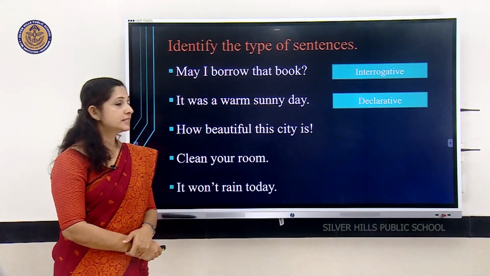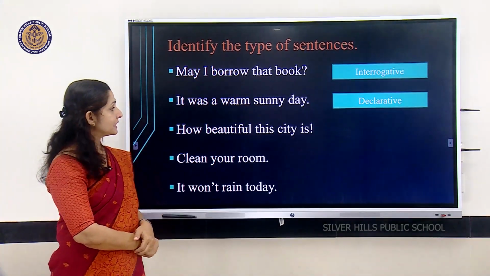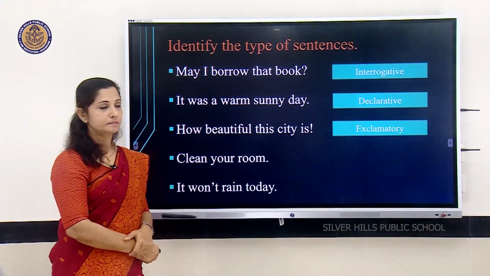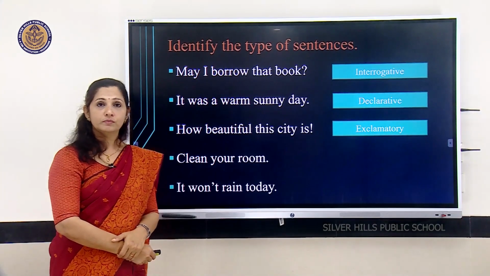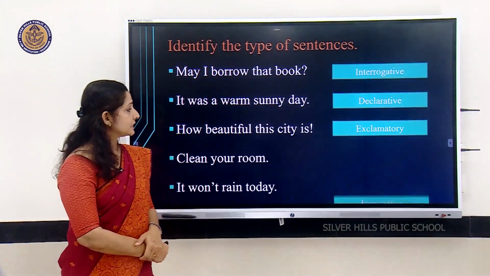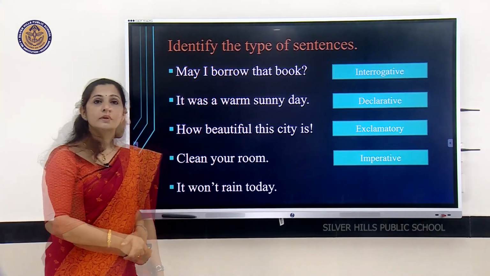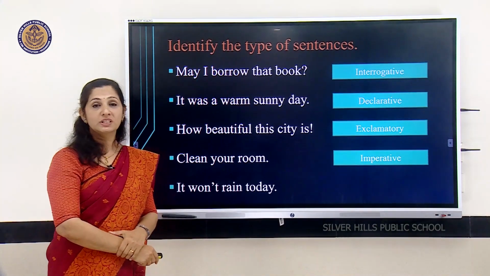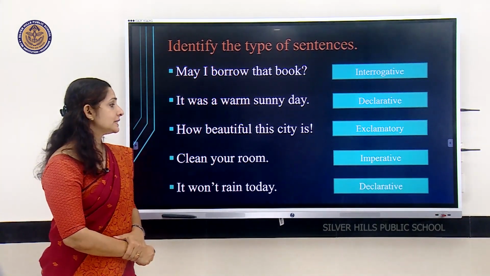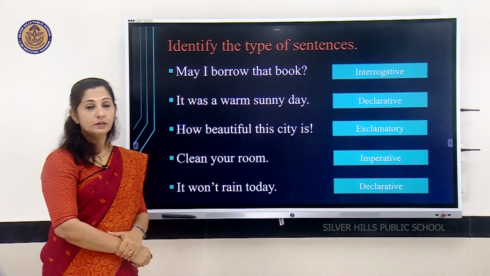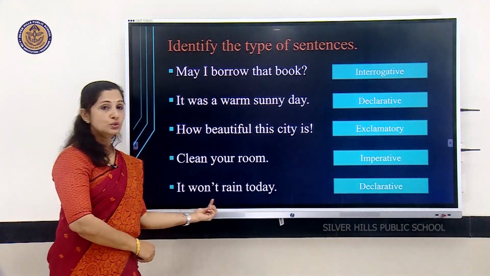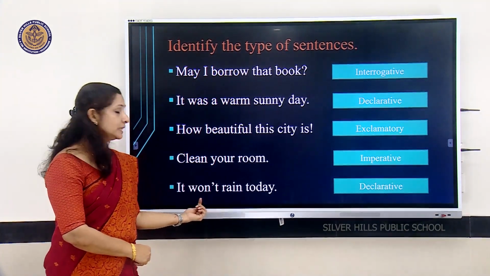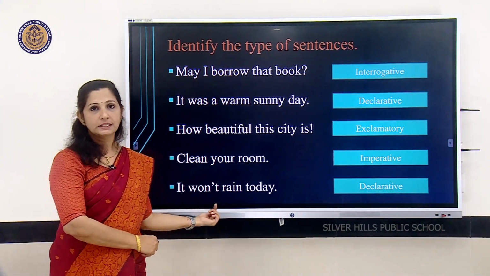How beautiful the city is. This sentence ends in an exclamation mark. So it is an exclamatory sentence. Clean your room. This is an order. So it is an imperative sentence. It won't rain today. This is a sentence which tells us something, which gives us an information. So it's a declarative sentence. You may note that the word won't is the contraction of will not. So this is also a negative sentence.